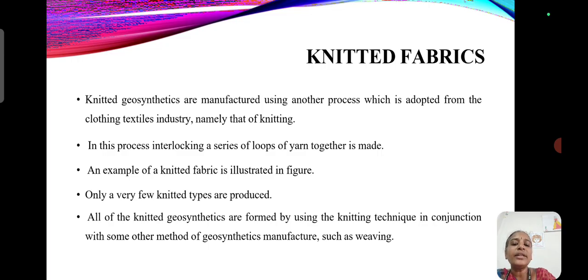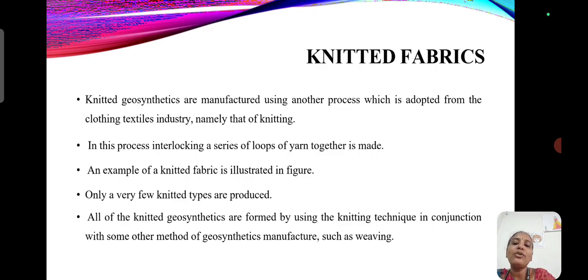The third category of geotextiles is knitted fabrics. We know what knitted means: knitting is the interlooping of yarns, and we call the result a knitted fabric. Knitted geosynthetics are manufactured using a process adopted from the clothing textile industry, interlocking a series of loops of yarn to produce a knitted fabric.